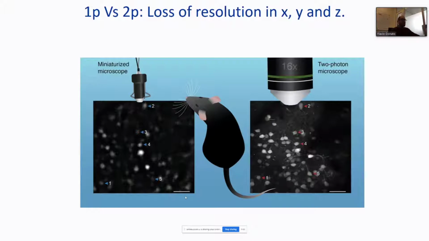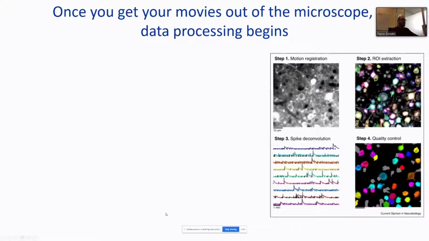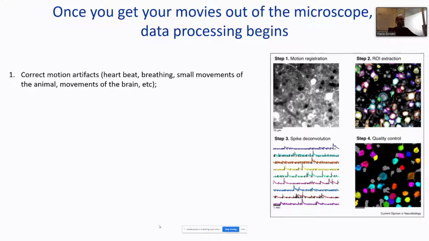And at this point, and this is where our presentation of today sort of ends, you end up with movies of cells blinking that you need to make sense of. And this is where a complex part of image and data analysis starts. You need to process the movie so that you can remove any small motion artifact, because your cells go in and out of the plane of focus.